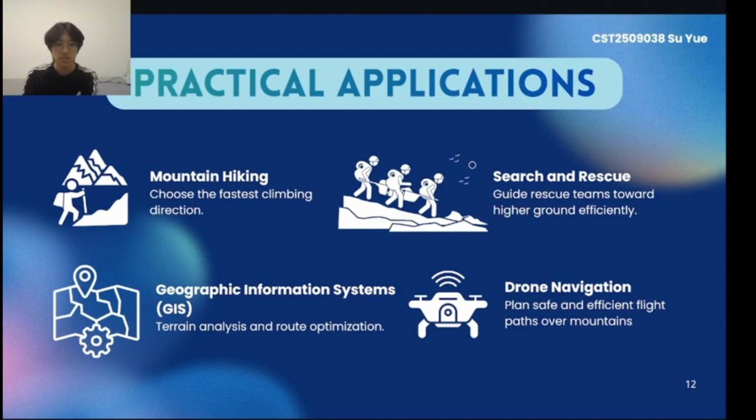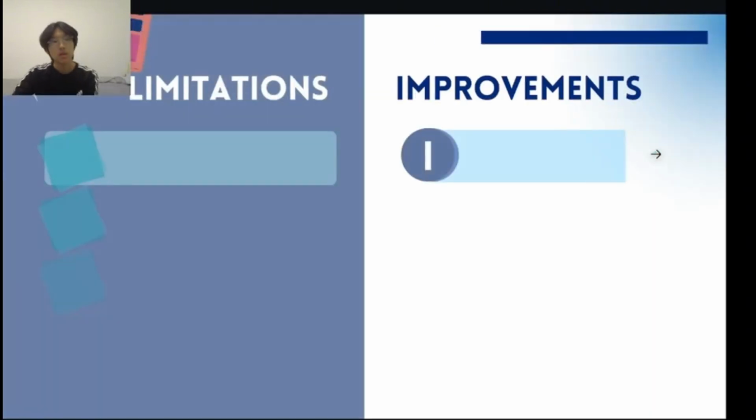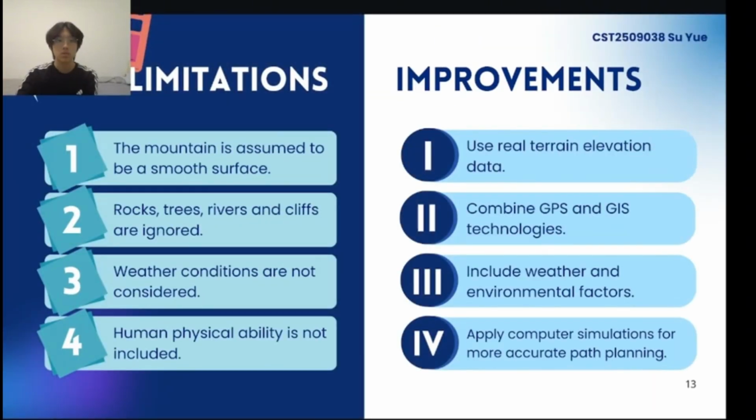This example shows that the concepts we learned in Calculus 2 have direct applications beyond the classroom. Although our mathematical model works well, it also has several limitations. First, we assume that the mountain surface is smooth and continuous. However, real mountains are much more complex. Second, obstacles such as rocks, trees, rivers, and cliffs are not included in our model.